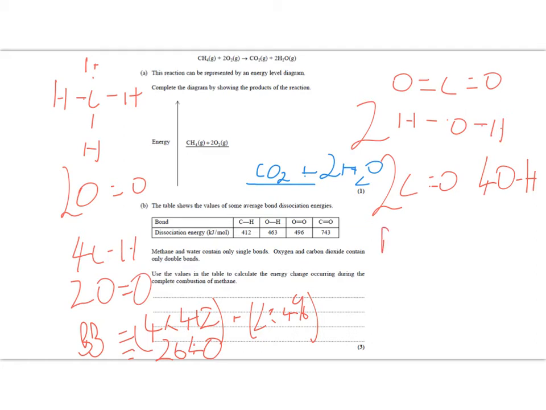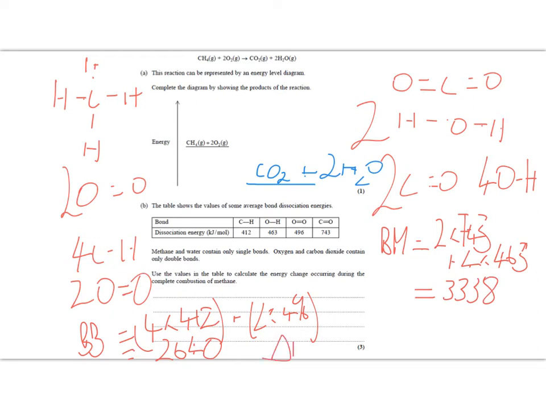Now work out the energy released when the bonds are made. So bonds made, we've got 2 lots of carbon-oxygen double bonds, so that's 2 times 743. And 4 lots of 463, which is the energy released when oxygen-hydrogen bonds are made. And so if you do the maths there, you have a grand total of 3,338 kilojoules being released. So overall, delta H is bonds broken minus bonds made.